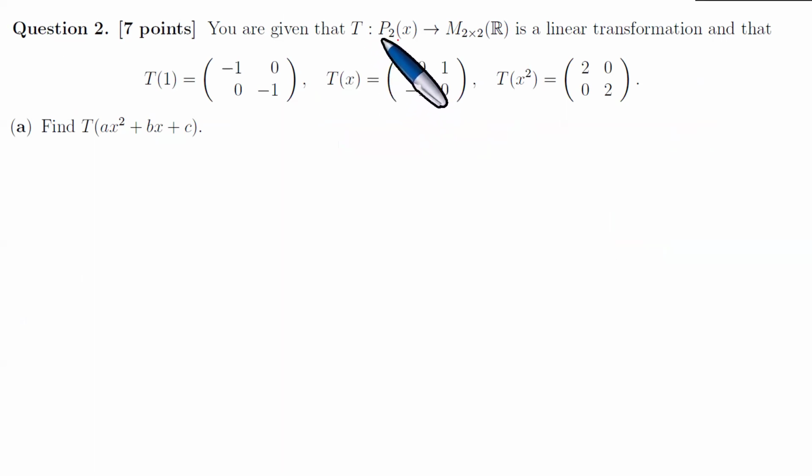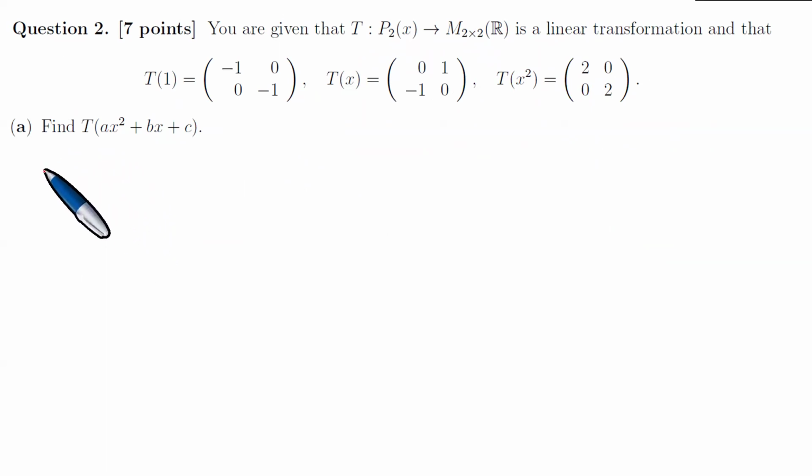The linear transformation T from P2(x) to M22(R) is what? It's a linear transformation, and that T1 is this, and those are the images. Now, find the image of this particular matrix. To find the image of this, there are a couple of things you need to take into account. What are the things?